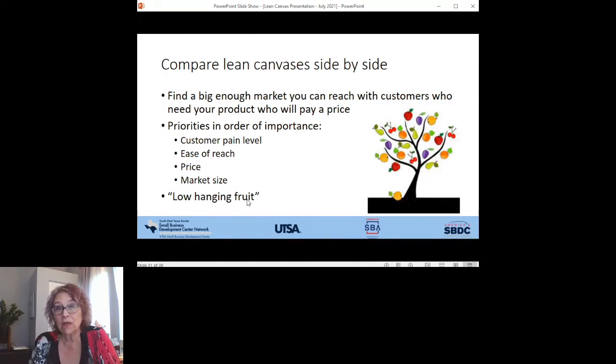You can do more than one lean canvas, right? For more than one idea, or more than one problem, or more than one customer target. And sometimes comparing them side by side will help you figure out which of these ideas is going to work best. I have a number of clients who have a ton of really good business ideas and have a very hard time determining where they're going to start. They want to do all of them right now.